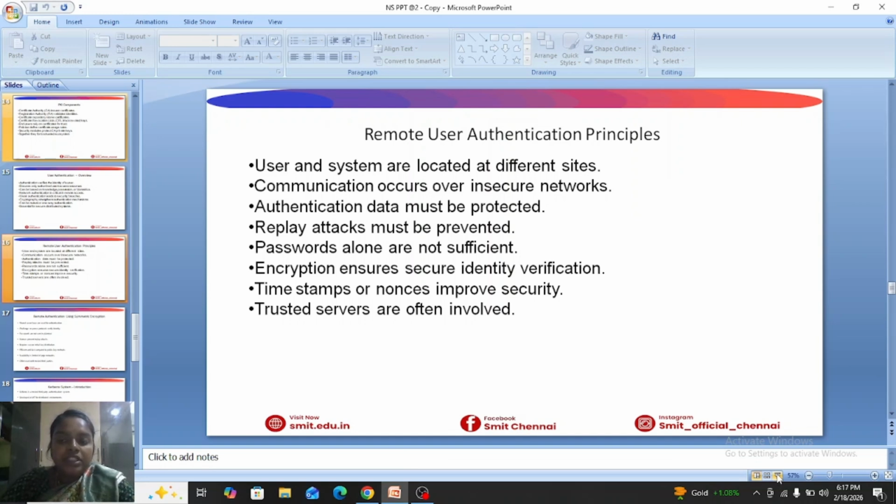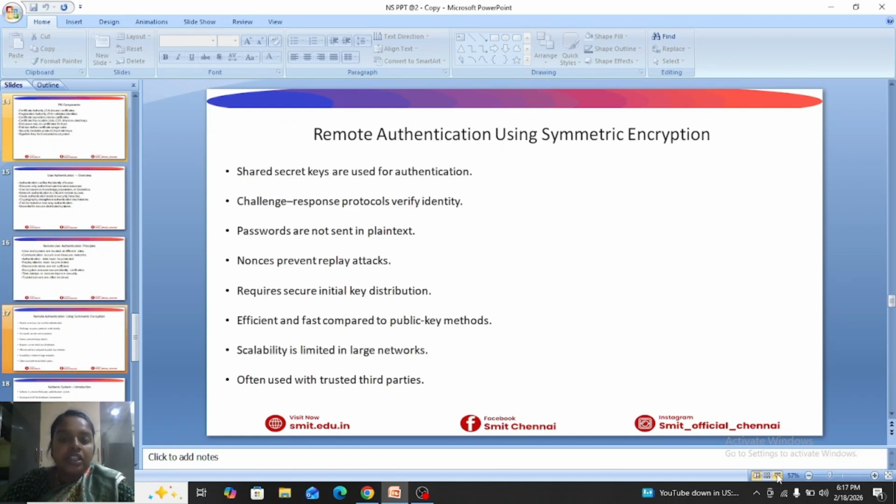The first principle is identity verification. Second, confidentiality of credentials is most important. Third, protection against replay attacks. Fourth is mutual authentication. Fifth is resistance to man-in-the-middle attacks. Sixth is use of session keys. Seventh principle is scalability and efficiency. Eighth is trusted third party. These are the principles.